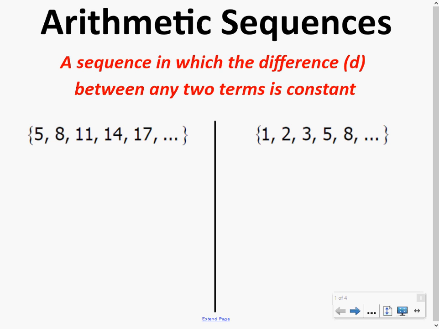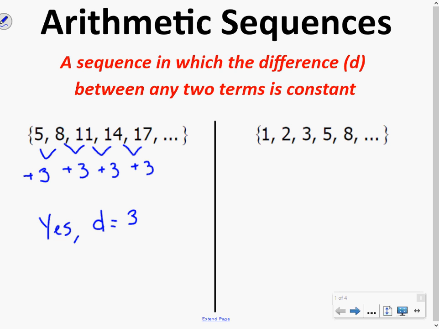So I've got two different sequences here. If I want to check to see if these are arithmetic, I'm just checking to see, is that difference constant? Am I doing the same thing each time? In this case, I'm adding 3 each time to get from one term to the next. So yes, this is arithmetic, and we can say that the common difference, and we use D to represent the common difference, would be 3.